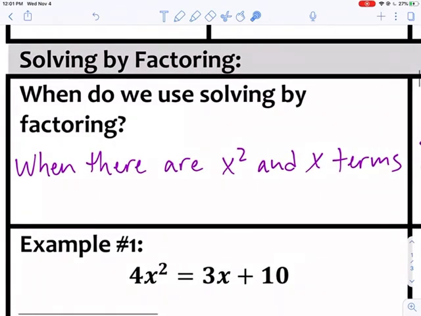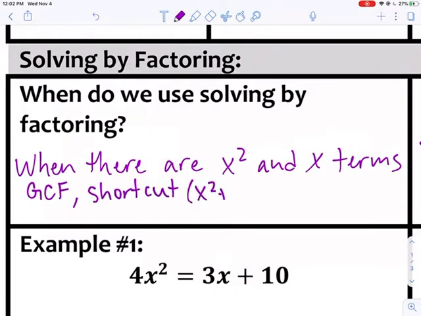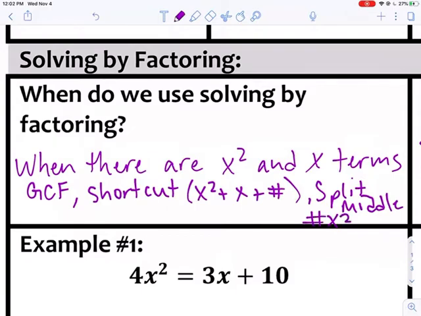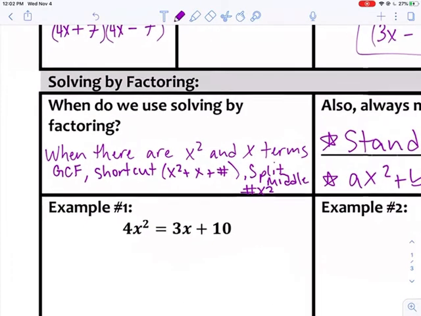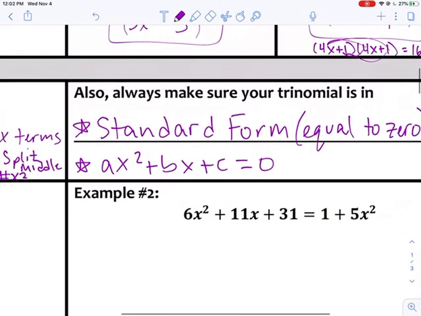All right, now we're going to do a little throwback to the good old factoring we know about. We can always factor with an x squared and an x in our terms. We can do the GCF, we can do the shortcut, and that's when we have x squared, some x, and a number. Or we can do split the middle, and that's when our x squared has a number out here that is not 1. Okay? So we're going to practice a couple of these.